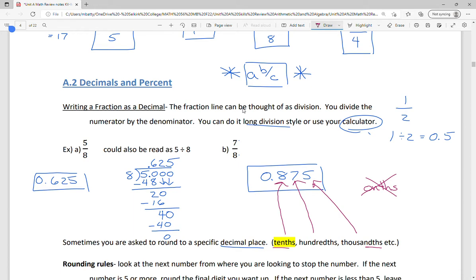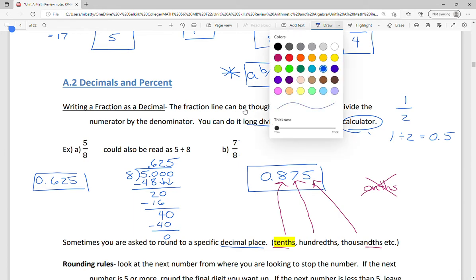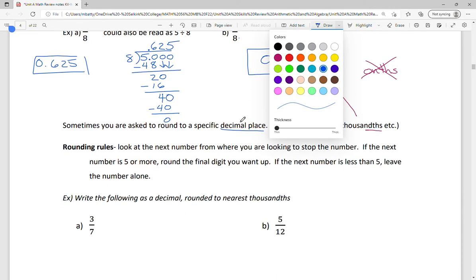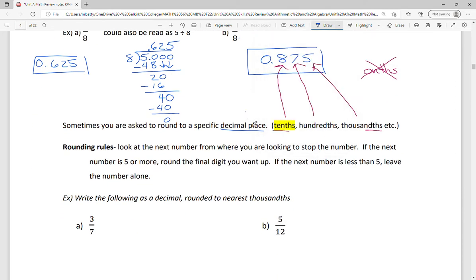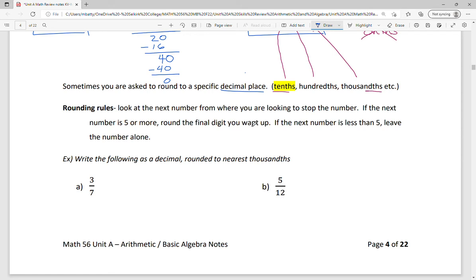So with rounding rules, and again, big review, so maybe you've done this. The rounding rules are you look at where you want to stop the number and then consider the next digit over. If the next number is 5 or more, you're going to round up. And if it's less than 5, you leave it alone. So if it's 4 or smaller, you don't change the number that you're going to end your number at. So we're going to practice these ones. We could write as a decimal. If you want to do long division, you sure can, but I think I'm going to use a calculator.